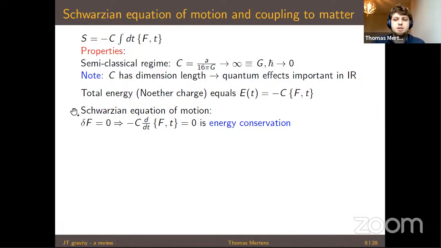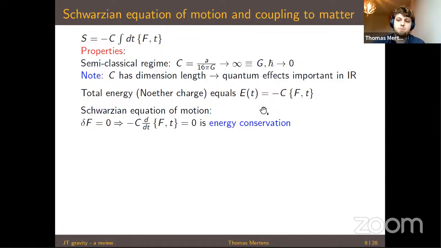Then we can look at the Schwarzian equation of motion. So we vary this action with respect to f. Then you find the equation of motion stating that minus c times d/dt of the Schwarzian derivative is 0. But minus c times the Schwarzian derivative was the energy. So the equation of motion is just energy conservation. The dE/dt is 0 in this model.